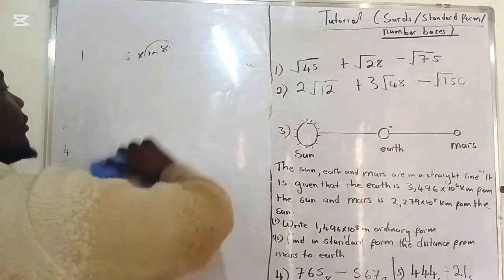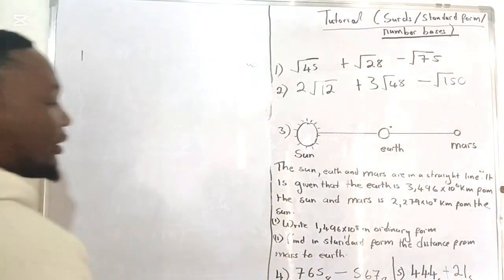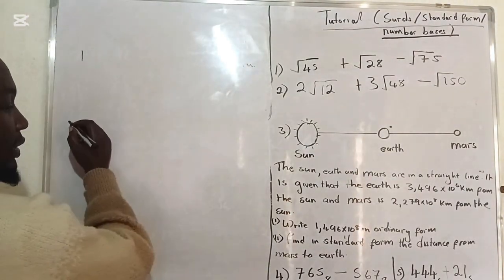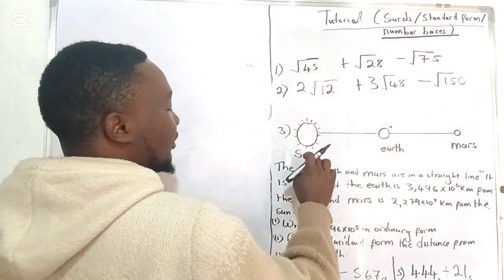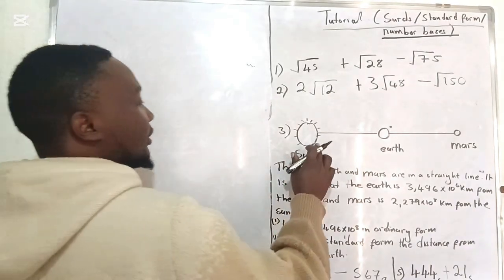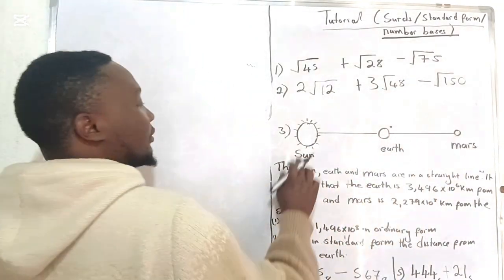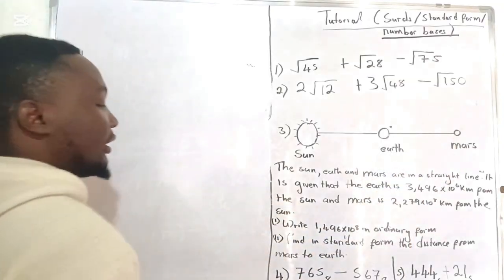Find in standard form the distance from Mars to Earth. We are given the distance from the Sun to Earth and the distance from the Sun to Mars. So you can subtract the distance from the Sun to Mars minus the distance from the Sun to Earth. Then you remain with the distance from Earth to Mars.